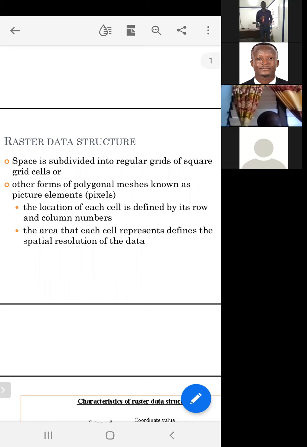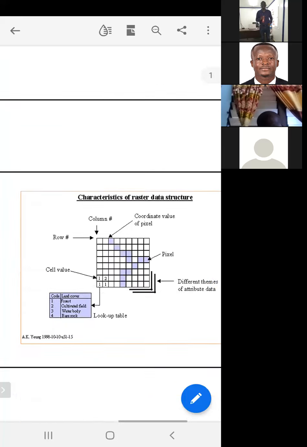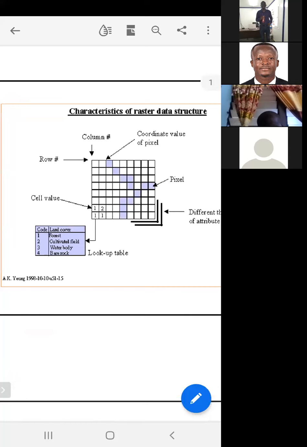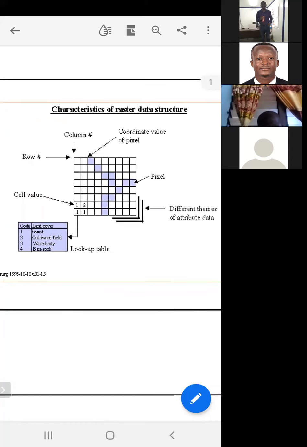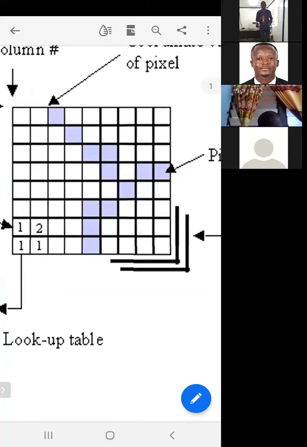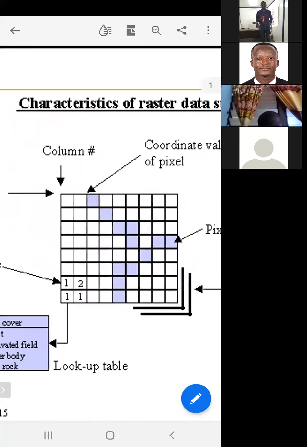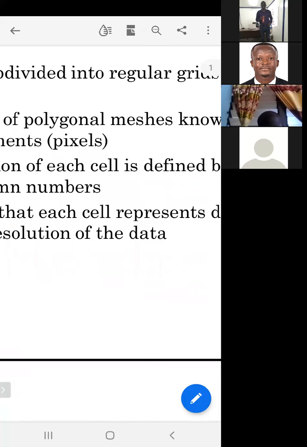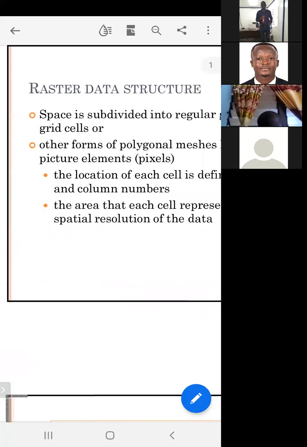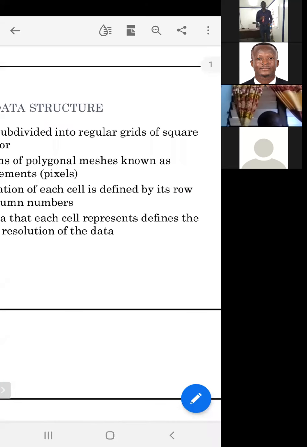All right, the location of each cell is defined by its row and column numbers. So just imagine having space divided into these squares. So we have columns of squares, then we have rows of squares going left to right. And we are saying that the location of each cell is defined by each row and column numbers.